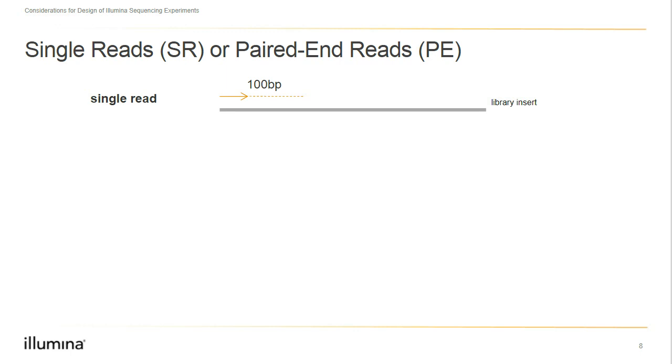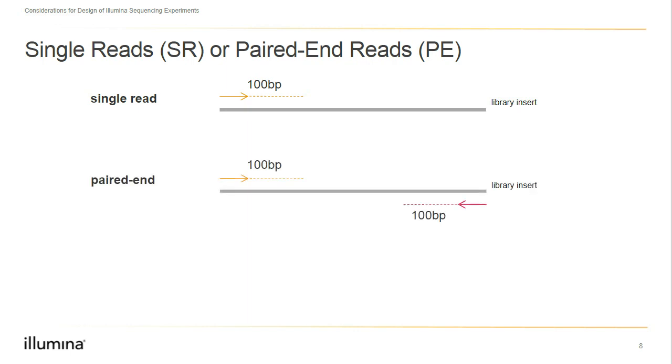I'm saying should because if the insert is smaller than 100, you may actually sequence adapter. However, if the insert is longer, then you'll only sequence up to 100 and miss sequencing the remainder of the insert. In that case, a longer read length like 125 or 150 may be beneficial.